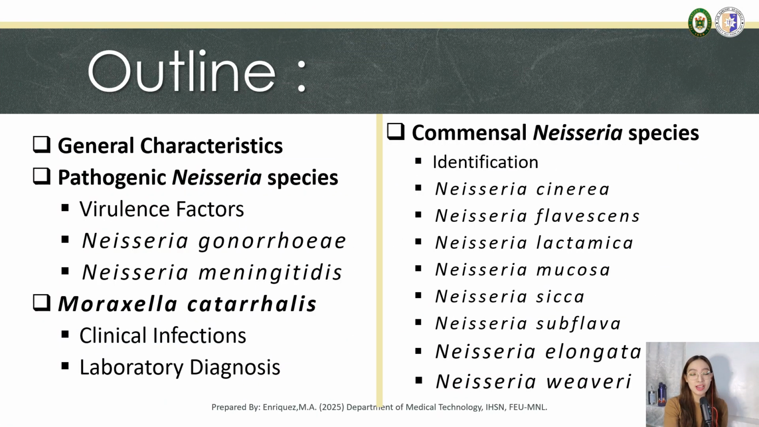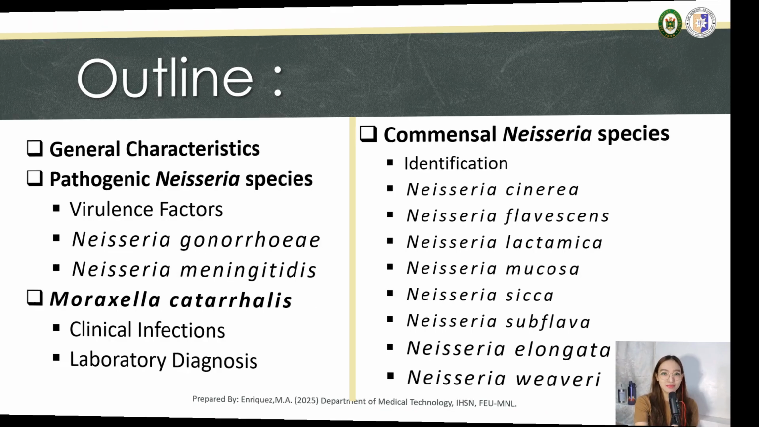Here is the outline of our discussion. As usual, let's first look into the general characteristics of Neisseria species. Then let's talk about the primary pathogens. After that, we'll look into Moraxella catarrhalis, which is a very similar organism. And lastly, we'll just quickly go through the commensal Neisseria species.